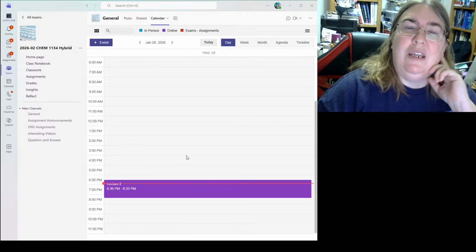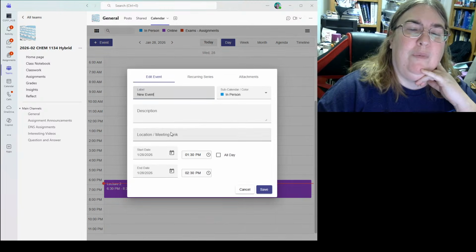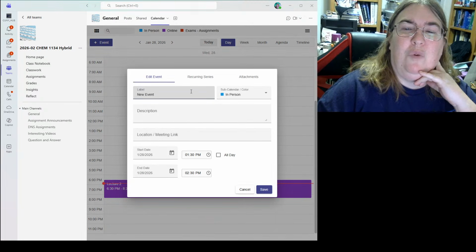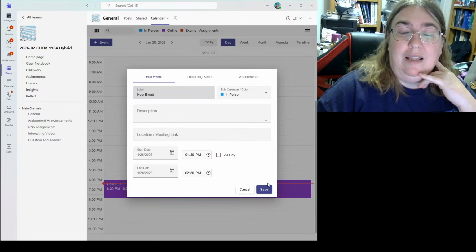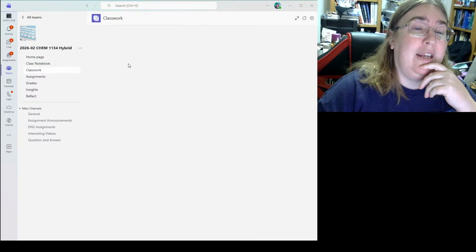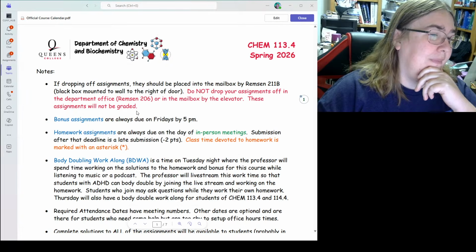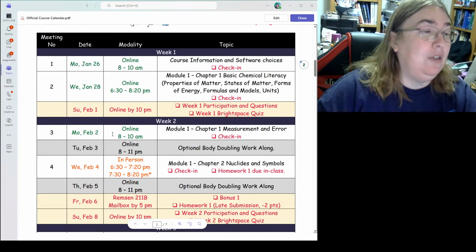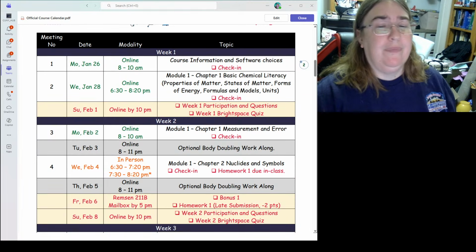Now, one of the issues with calendars in terms of putting assignments, I think, if I remember correctly, is it's kind of more set up for doing meetings than it is to do assignments, and that's part of the reason why I created the printable official course calendar. So this thing you should print and put in your notes and use it to check stuff off.